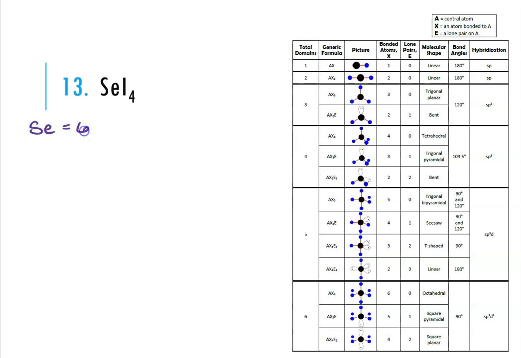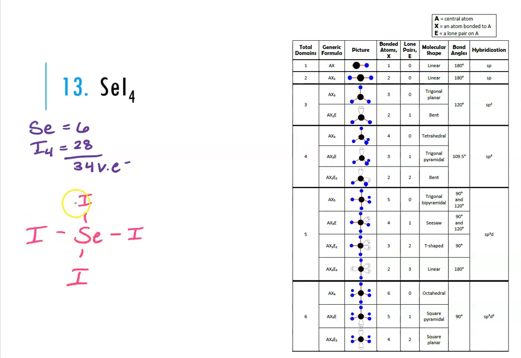All right, last one. Selenium is in group 16. Iodine is in group 17. It's 28. So this is 34. Okay. All right, so I have Se. I'm going to attach all 4 of the I's.